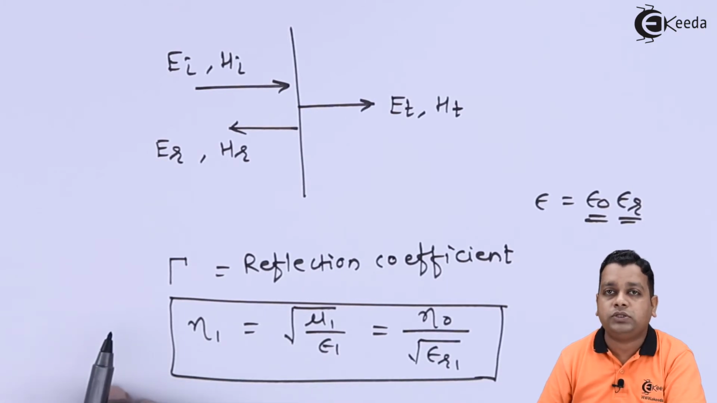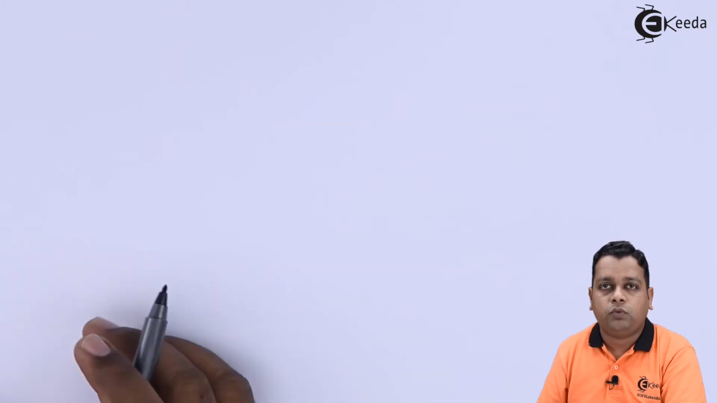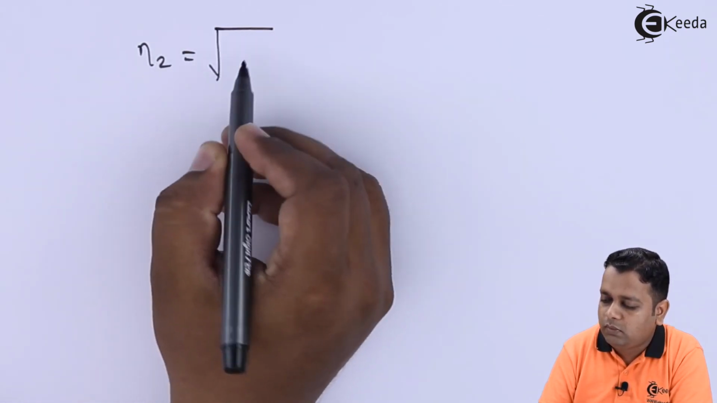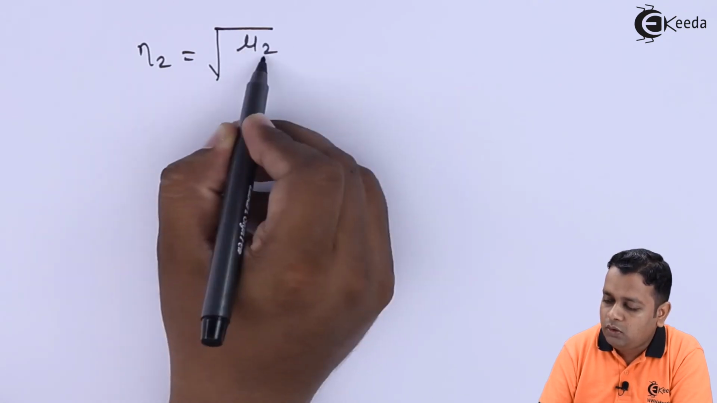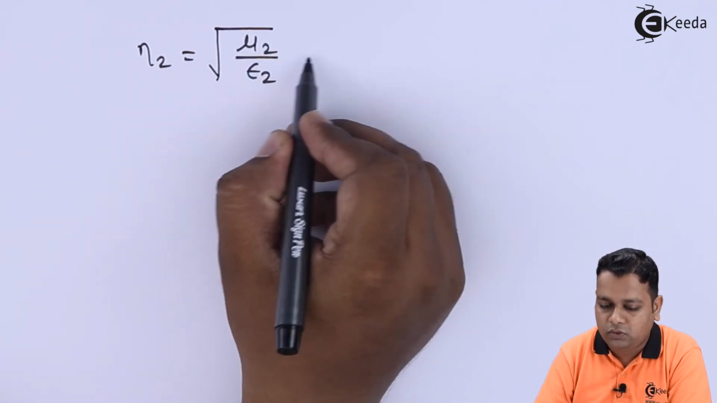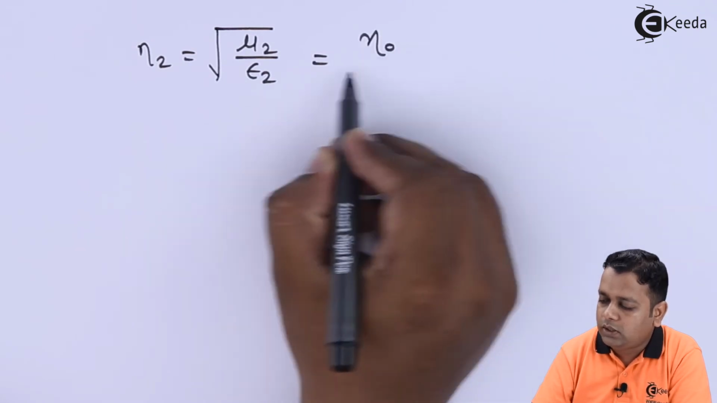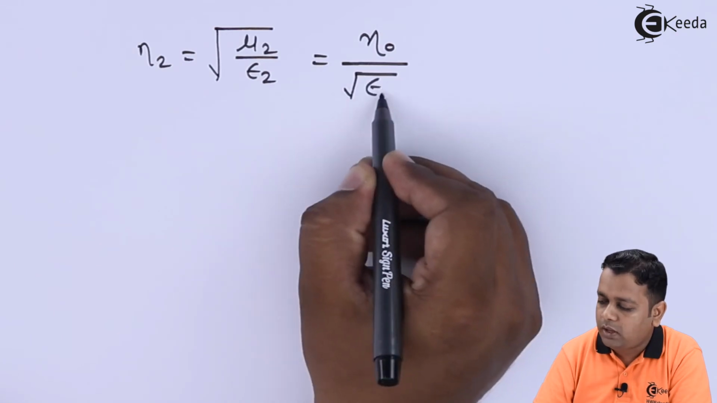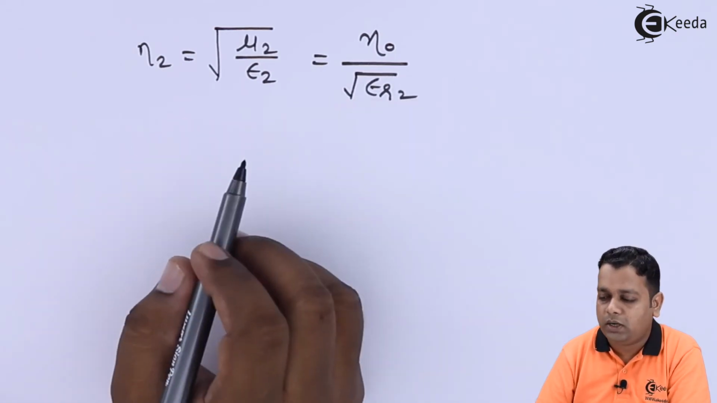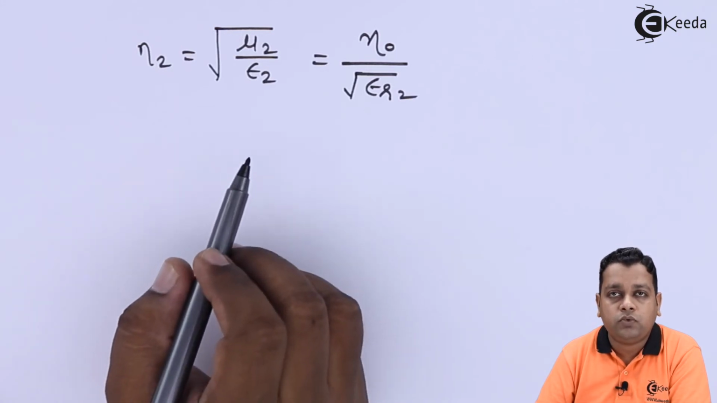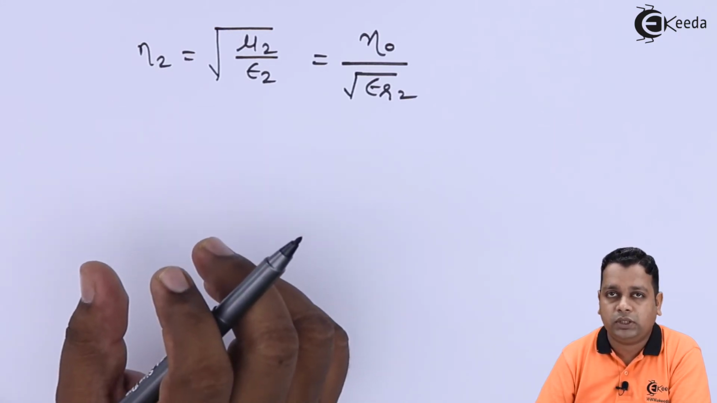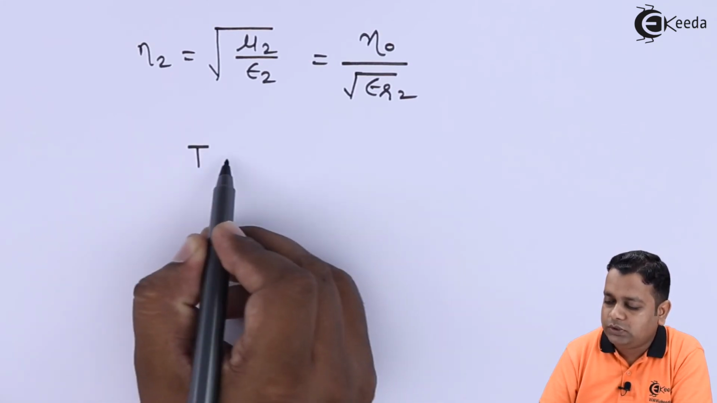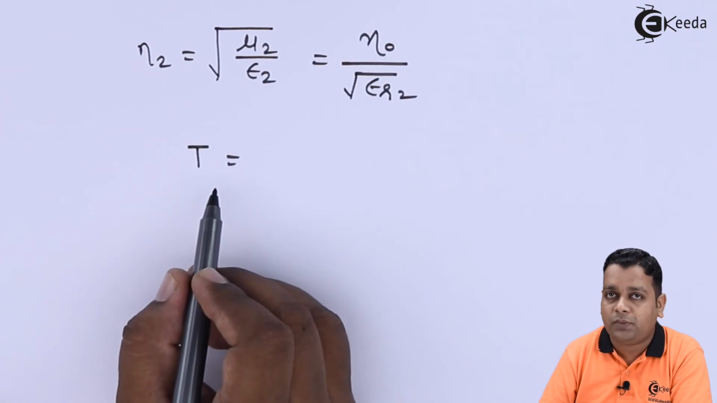Similarly, we can have the formulation of eta 2 for medium 2. So for medium 2 we shall be writing eta 2. It will be given by the square root of mu 2 divided by epsilon 2, and in short we can give it as eta suffix 0 divided by square root of epsilon r2. So this is for medium 2. As in medium 2 we find that a portion has been transmitted, we define the transmission coefficient. The transmission coefficient is denoted with the capital letter T.